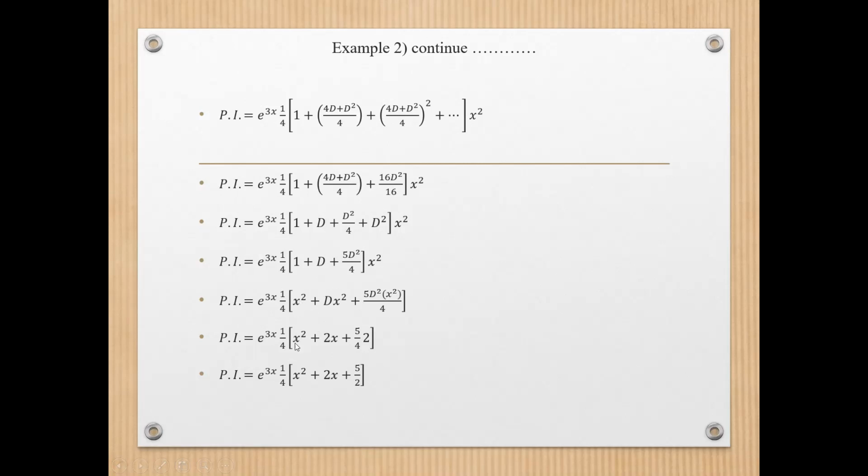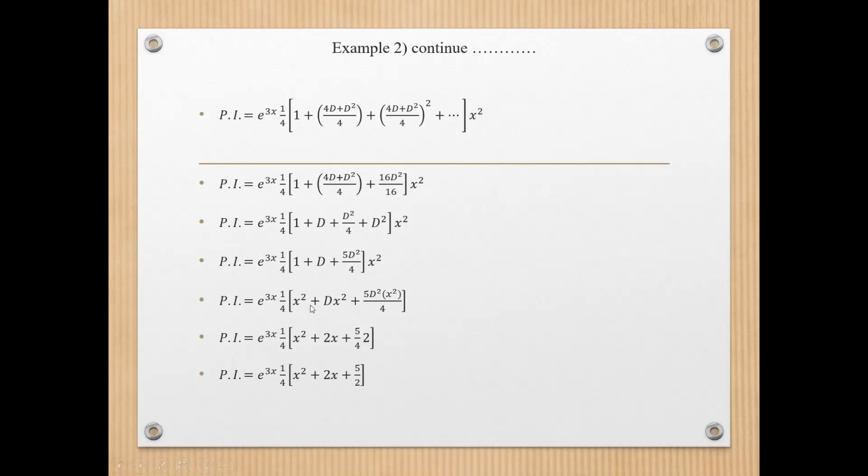We get minus d of x square, which is the first derivative of x square, that is 2x, plus 5 by 4 d square of x square, the second derivative of x square. The first derivative of x square is 2x and the second derivative is 2, so we have written 2 here. Solving this, we get x square minus 2x plus 5 by 2.